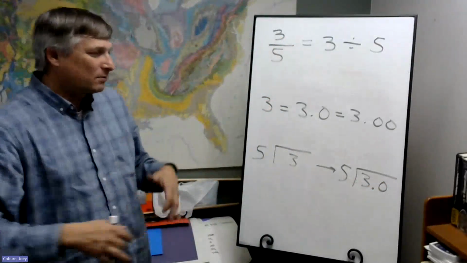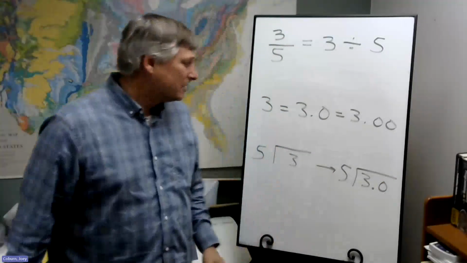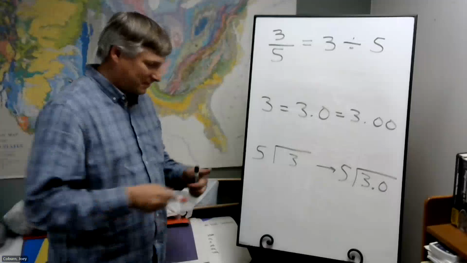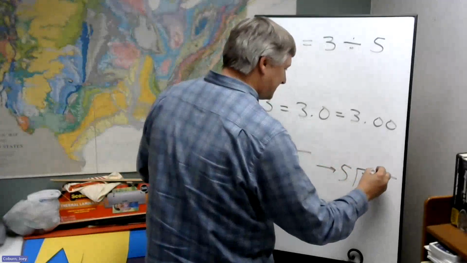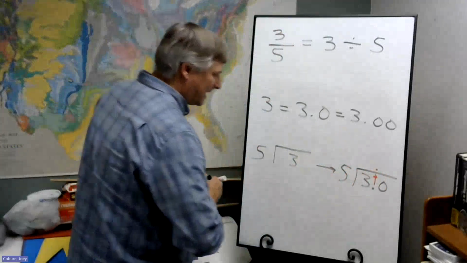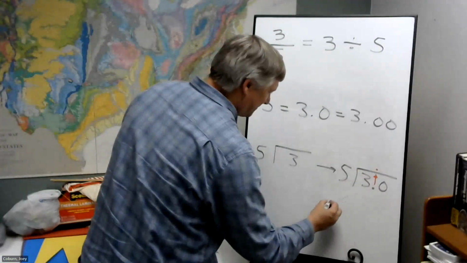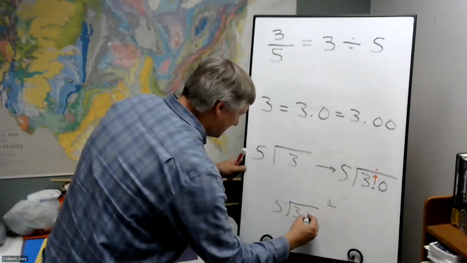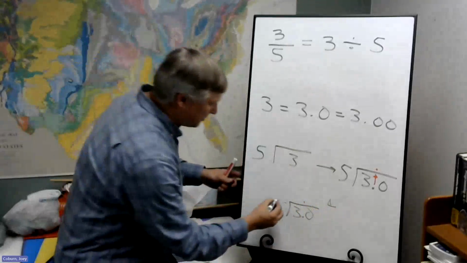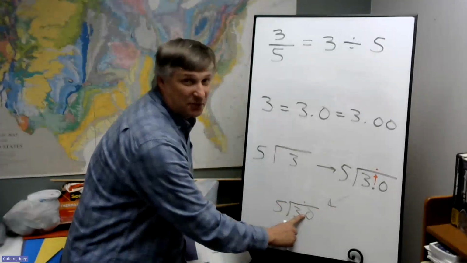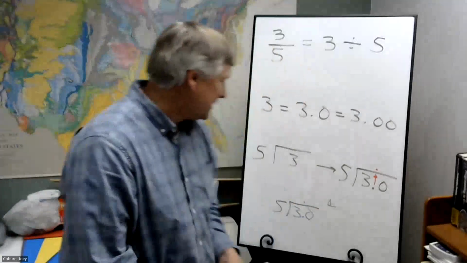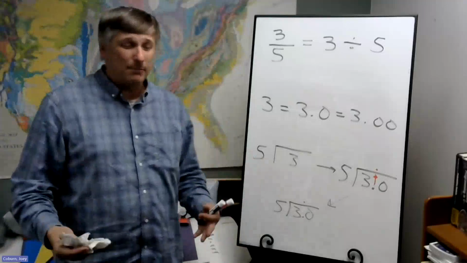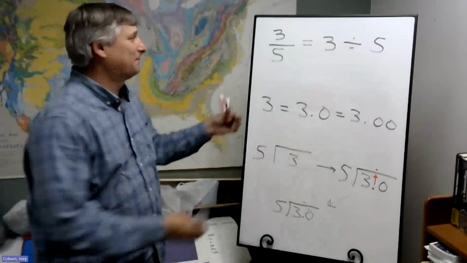Why 3.0? Well, if you recall from the last section, we can pretend the decimal point doesn't exist when we do our division. So we'll copy this up here, and that'll give us 5 and the 3.0, but we'll treat 3.0 as if it's 30. And we can do this because 3 and 3.0 are the same thing. We really aren't changing the problem, we're just changing what it looks like.